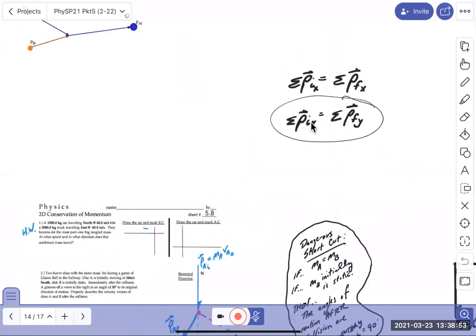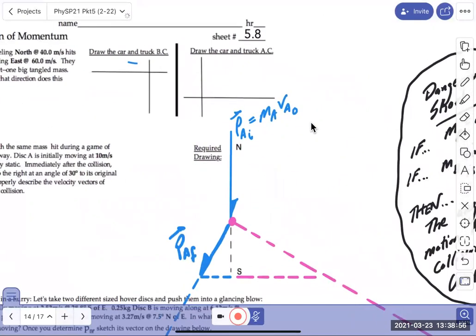Because initially, how much momentum is in the y direction? Initially, how much momentum is moving east and west before collision? Zero. None, right? So I can't have any momentum at the end in the east-west line.